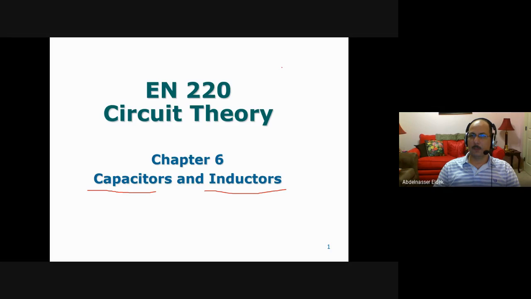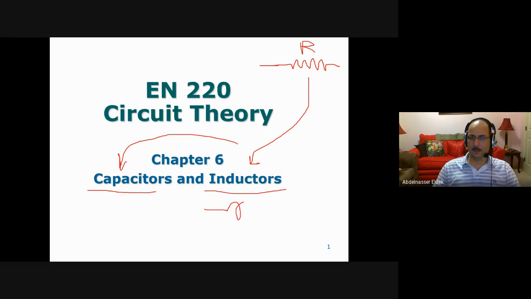All the circuits that we have seen in all the previous chapters have this element here, which is the resistor, R. Beside it, of course, are the sources. And today we'll talk about the inductor and the capacitor. The inductor is a coil. It is similar to the resistor, but it looks like a coil like this. So this is the shape of the inductor.